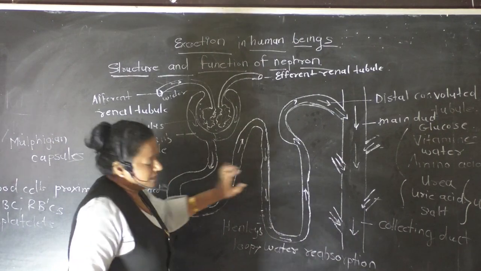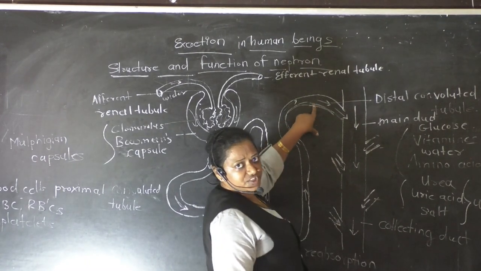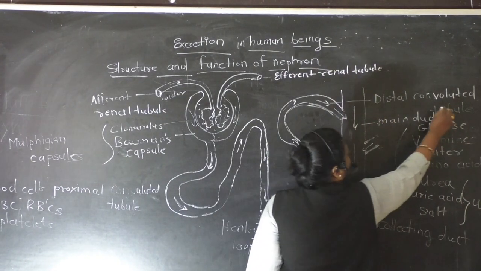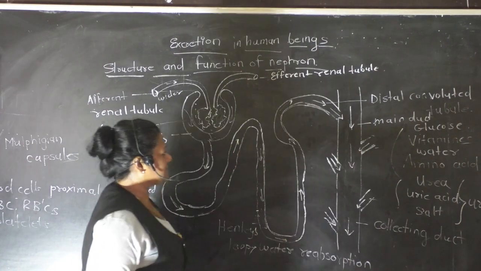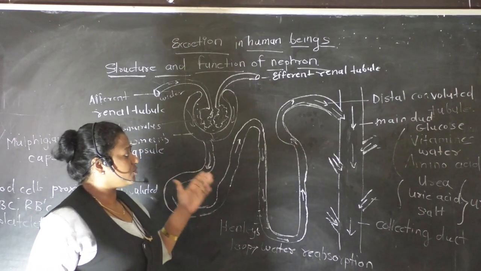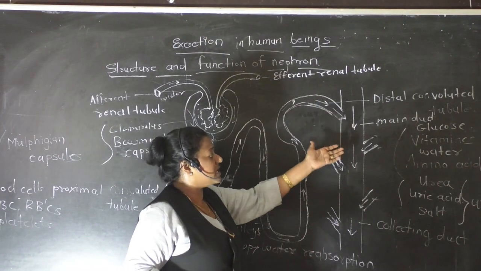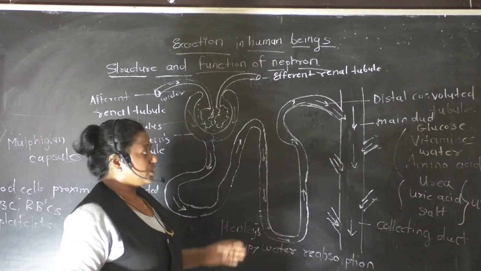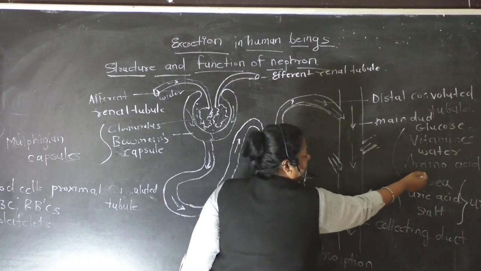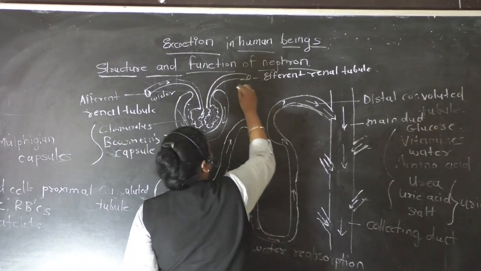So this is the second point of the nephron. Now here you can see the third point, which is at the posterior point, or we can say at the distal end of the nephron. That is called the distal convoluted tubule. Here all the particles, glucose, vitamins, water, amino acids, urea, uric acid and salt, are present, and water is still getting absorbed. Glucose will get reabsorbed. Vitamins, amino acids and some amount of water will again get reabsorbed.